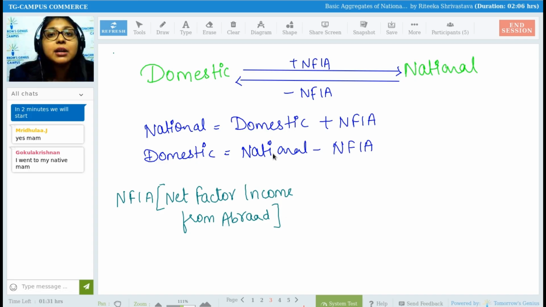Fine. Domestic and national have a direct relationship with NFIA. NFIA is the income earned from abroad. If we want to find out domestic income, then we have to remove NFIA. And if we want to find out national income, then we have to add NFIA.